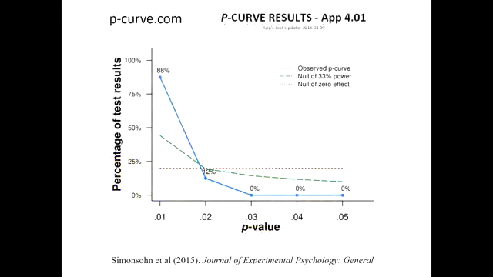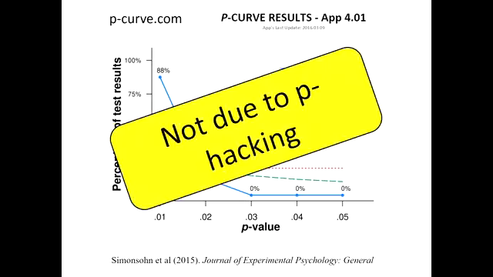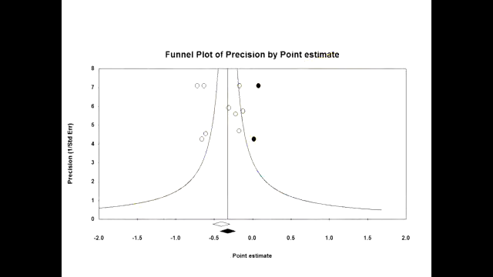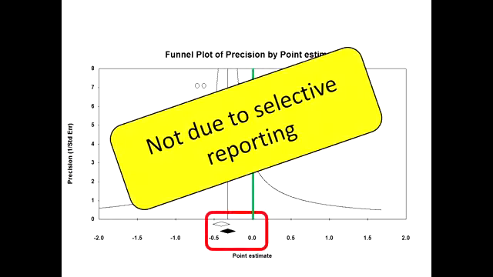You could then also ask questions like, is this due to p-hacking? Well, no, it's not due to p-hacking. Are the results due to selective reporting? No, they're not due to selective reporting. There's lots of nice software now that you can use on data that goes into a meta-analysis and start asking these questions about questionable research practices.